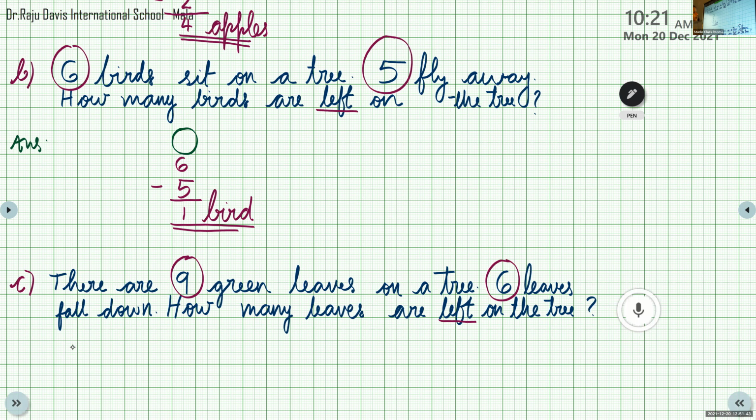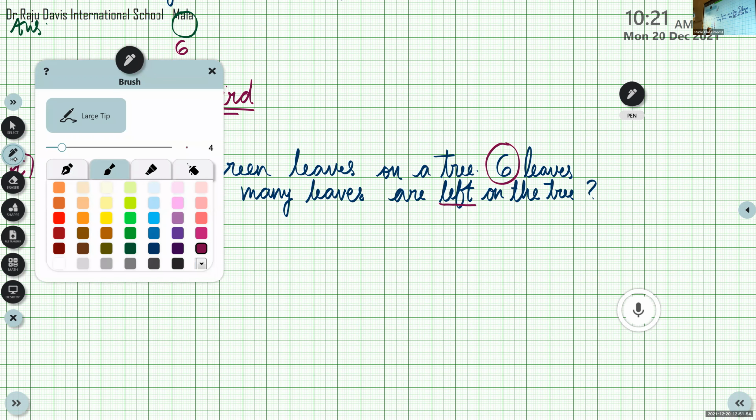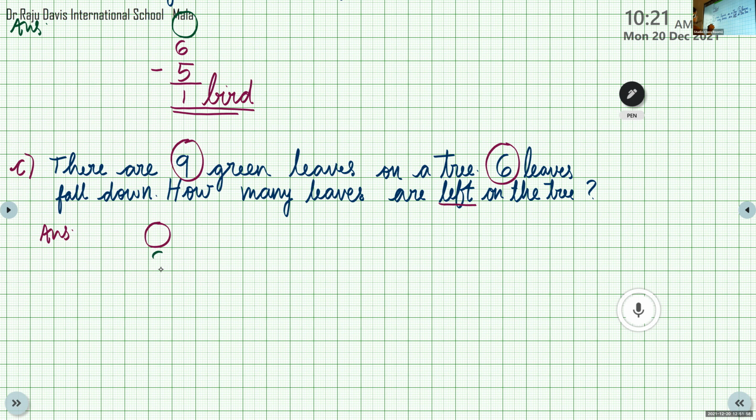9 and 6 both are one digit numbers having only one place, that is ones. Now below this ones place we can write the numbers. The bigger number 9, smaller number 6. So 9 minus 6. What is the answer? 9 minus 6, Arshika? 3. So 9 minus 6 is equal to 3 leaves.